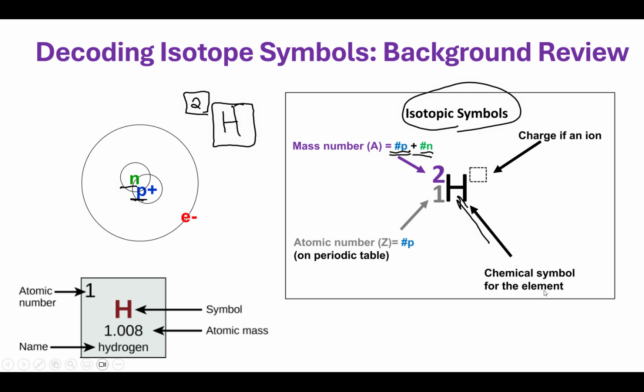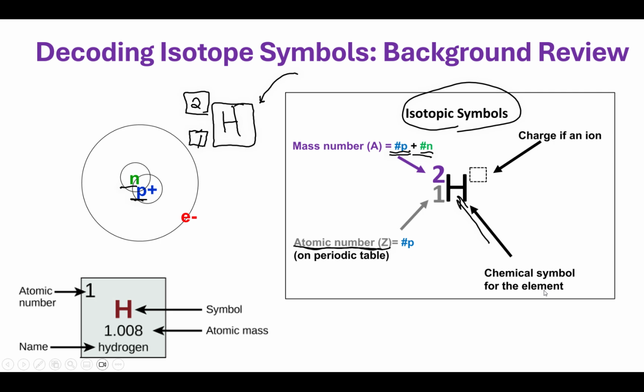And then, not always shown, in the lower left corner here is the number of protons, which is also called the atomic number. So in this case, we only have 1 proton. And then if there's something in the top right corner, then you have an ion and not an atom. If it's an atom, you don't show charge because it's just 0, but if it's an ion, you would show charge up in that corner.